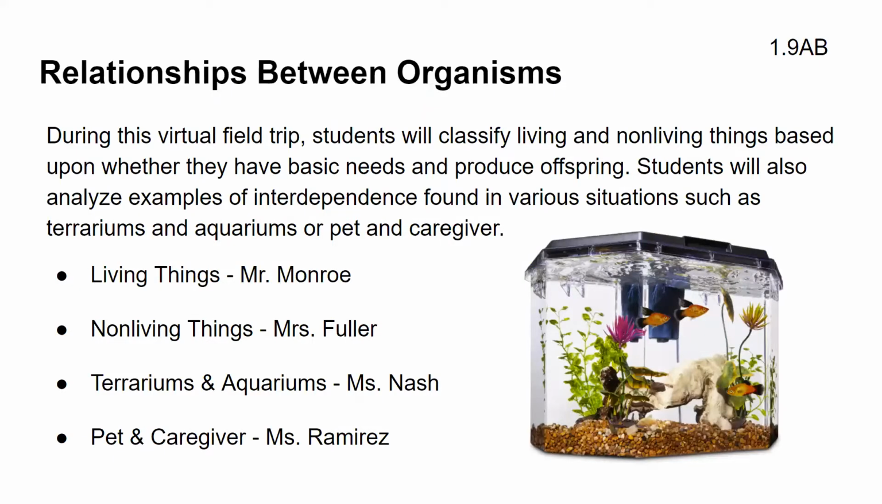Relationships between organisms will be the subject for the day. During this virtual field trip, students will classify living and non-living things based on whether they have basic needs and produce offspring. Students will analyze examples of interdependence found in various situations such as terrariums and aquariums, or pet and caregiver. Mr. Monroe is going to tell you about living things. Ms. Fuller is going to talk about non-living things. Ms. Nash will cover terrariums and aquariums. And Ms. Ramirez will do pet and caregiving.